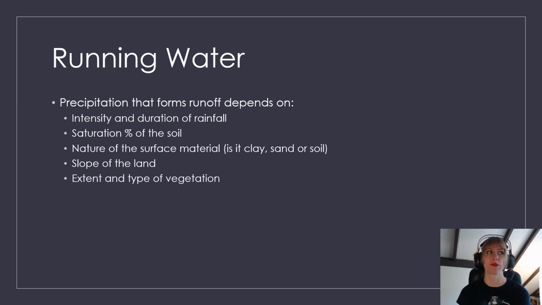However, precipitation that runs off depends on all of these factors. So intensity and duration of rainfall, saturation percentage of the soil. Is it muddy already, or is it dry? Nature of the surface material, clay, sand, or soil. Soil is the most absorbent. Clay, it'll take a little while, but it will absorb it, and sand is the least absorbent. Slope of the land, extent and type of vegetation. Okay, is it forested? Is it just brush? Is it grasslands, or is it a desert?